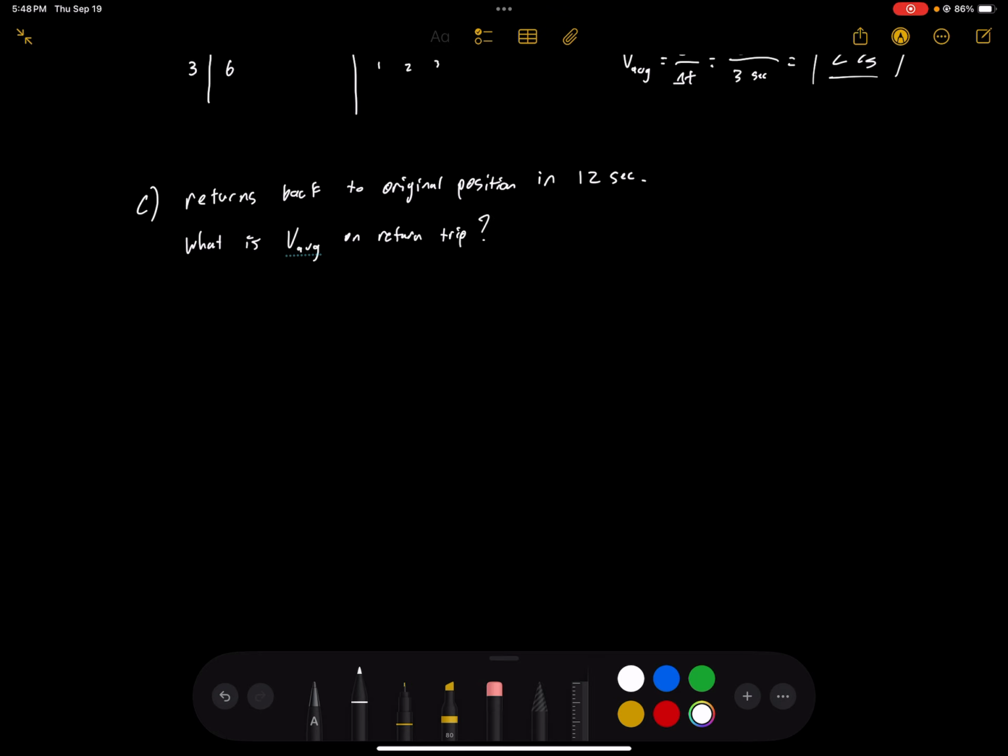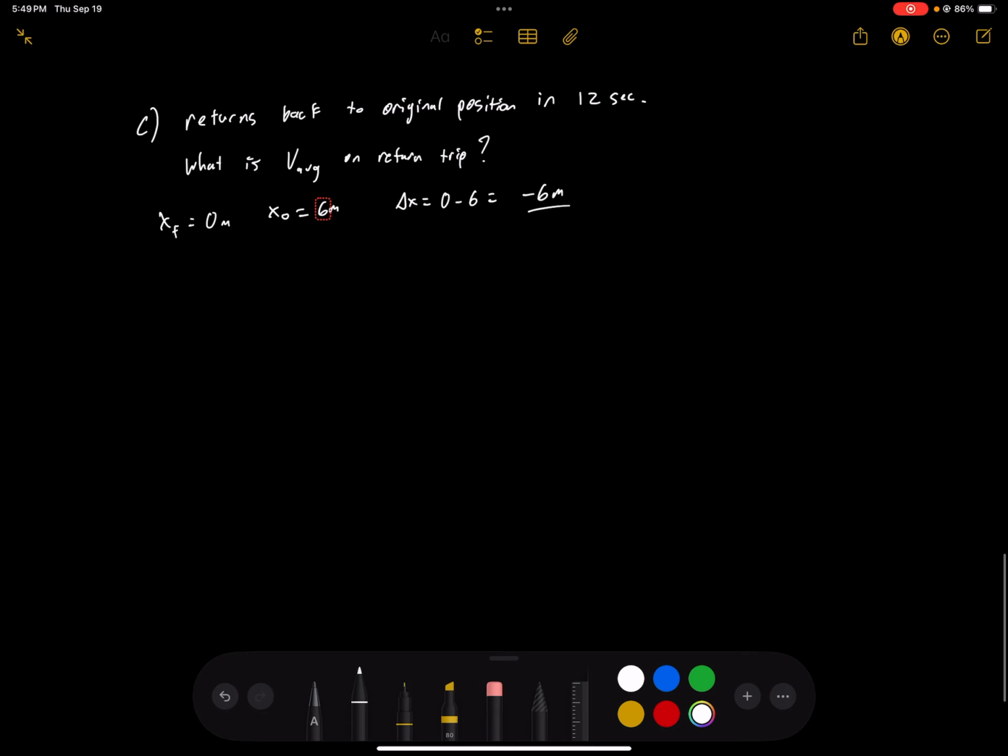Well, for the return trip, we know that XF is going to be 0. The final position is going to be 0 because we're going back to the original position. And the initial position was at 6 meters, right? Because we're turning back around. We went out to 6 meters. We're coming back around. So my delta X is actually going to be 0 minus 6. That's negative 6. My displacement's negative 6 meters.